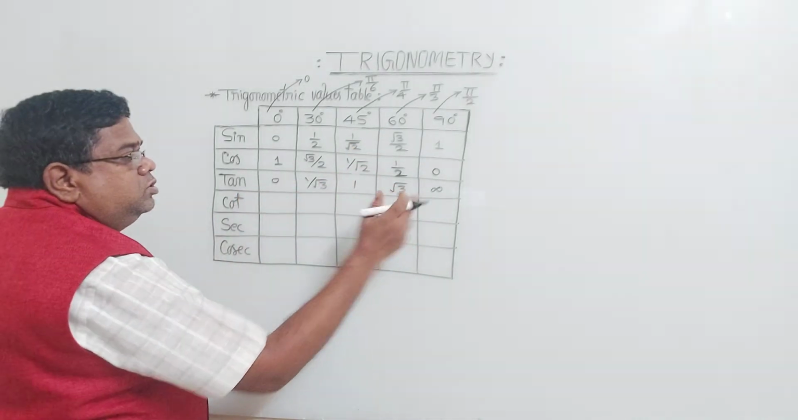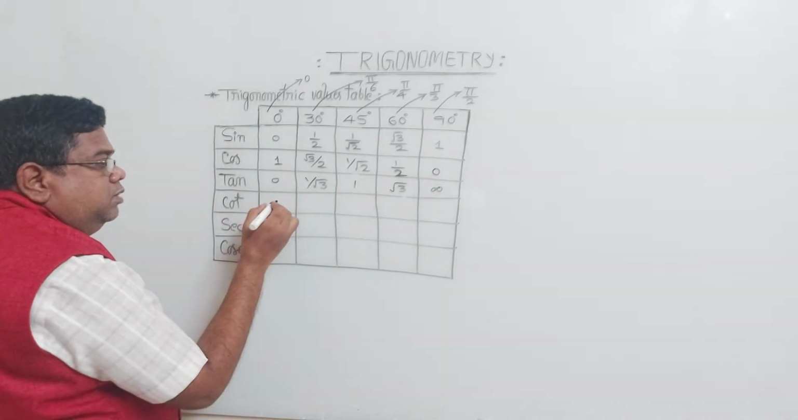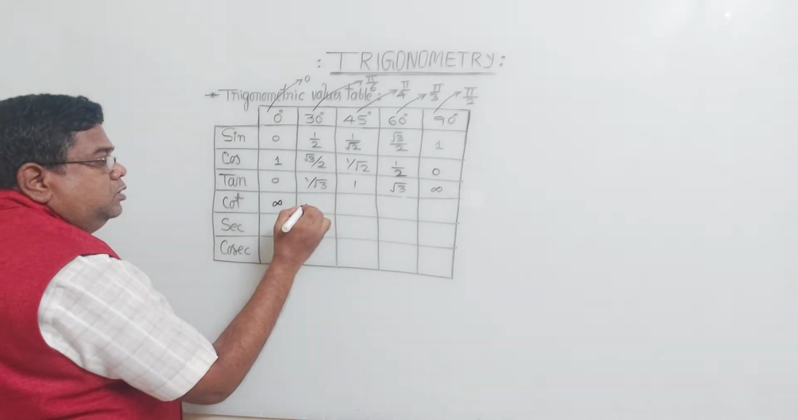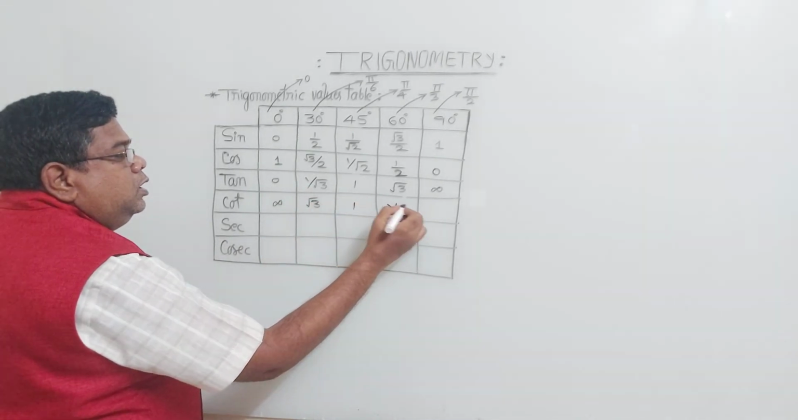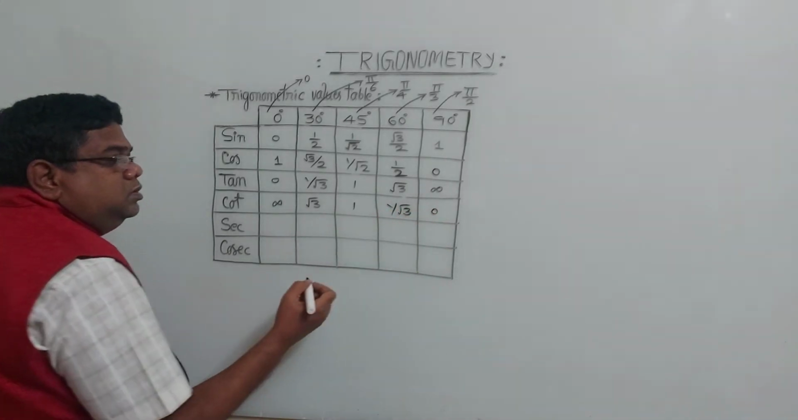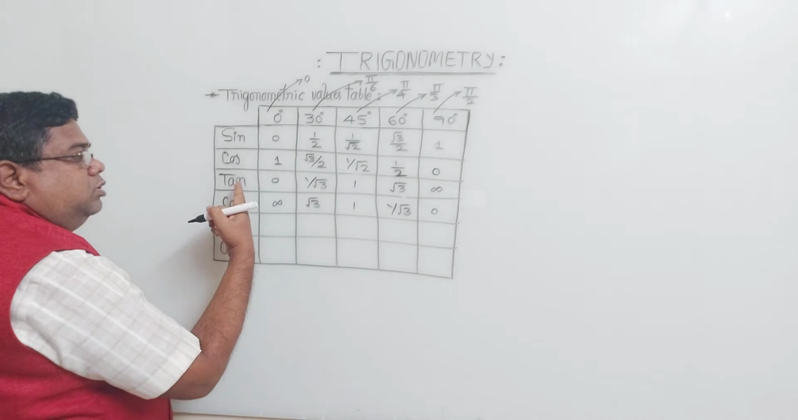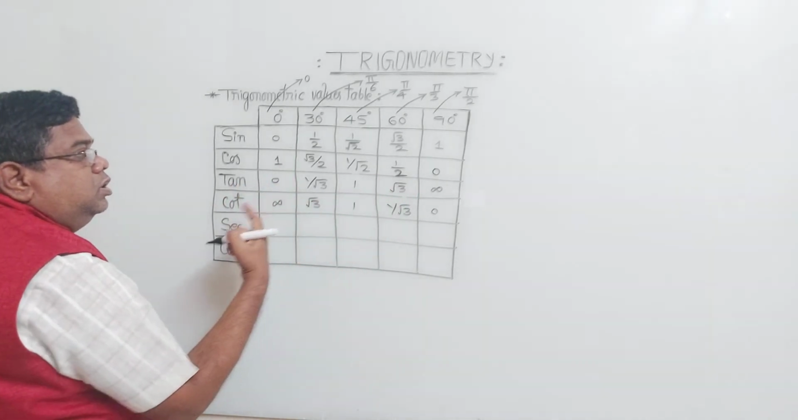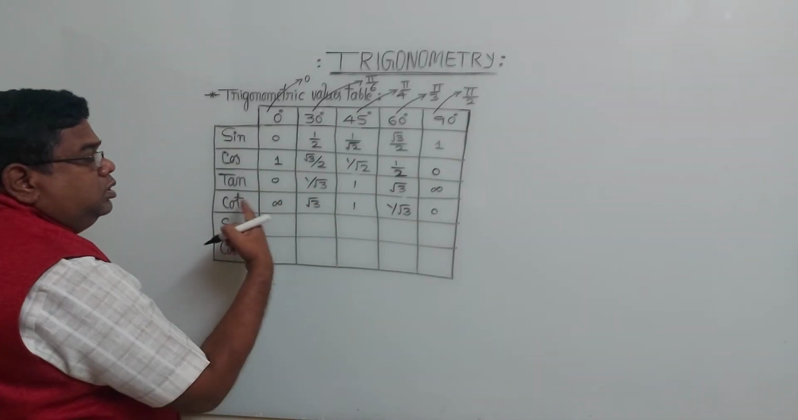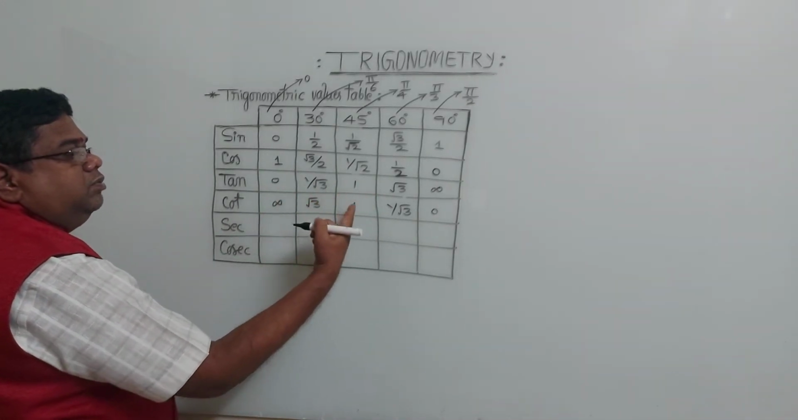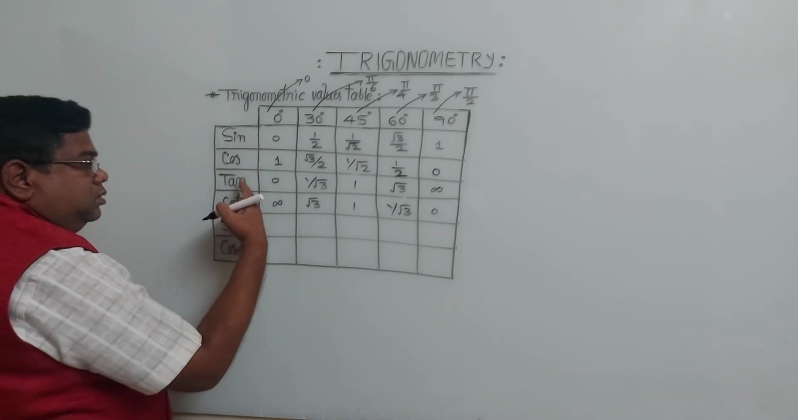If you know the tan values, how can you get the cot values? From the last: infinity, root 3, 1, 1 by root 3, 0. If you know the tan values, you can say the cot values easily. Tan 90 degrees equals cot 0 degrees, tan 60 degrees equals cot 30 degrees, and tan 45 equals cot 45. Just similar to sin and cos, tan and cot are also related.